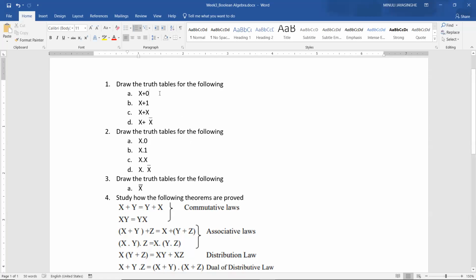So what's the answer for this one? I think I have already given the answer for this. That is X. What's the answer for the second one? Can anybody mention it in the chat, or can anybody tell me?